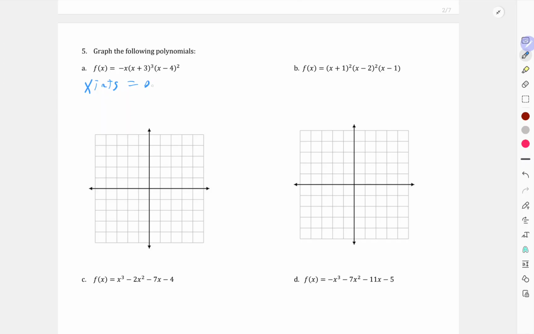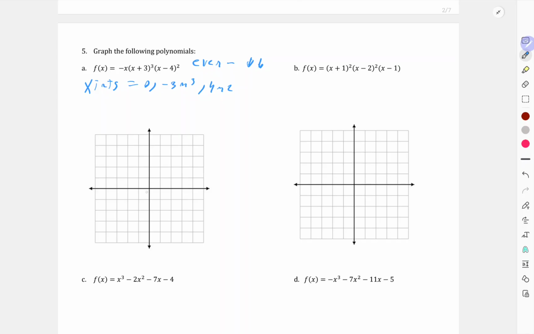X-intercepts. We have 0, negative 3 with multiplicity 3, and 4 with multiplicity 2. These are multiplicities. And from this, we also need to count what direction it's going to be facing. So 3 plus 2 plus 1, so 3, 4, 5, 6. That is even. So it's even negative. Even negatives are normally going to be facing down.